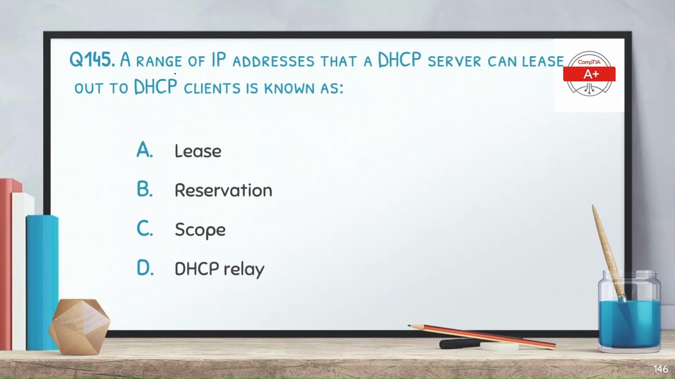Question number 145 is that a range of IP addresses that a DHCP server can lease out to DHCP clients is known as, and options are A, lease, B, reservation, C, scope, and D, DHCP relay. The correct option is scope.